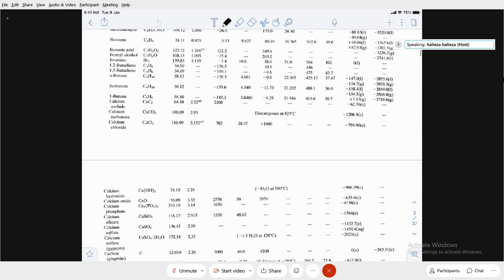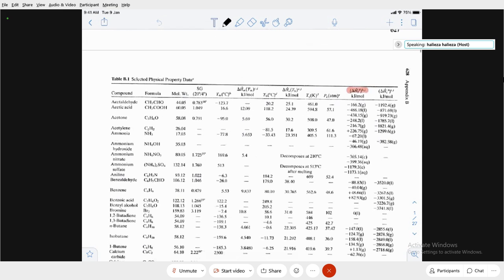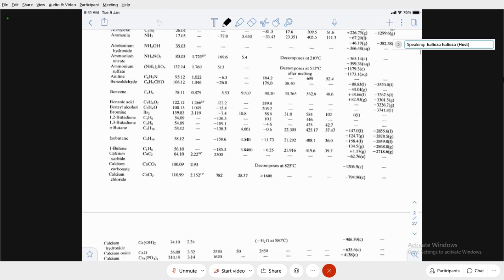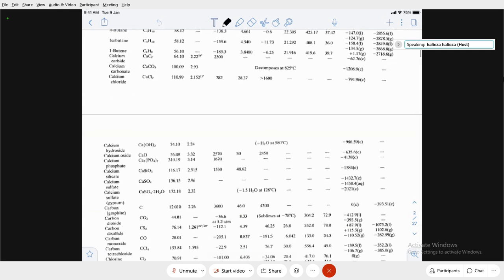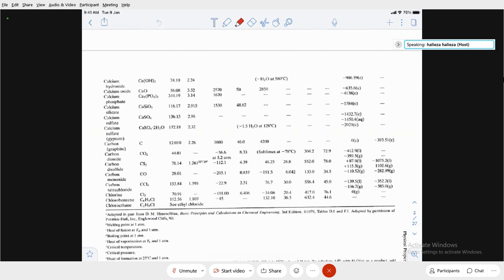Okay, so this is appendix B1. And if you scroll up, the carbon dioxide is here. That's the carbon dioxide. And for the heat of formation, there are two values, either liquid or gas. The one that we are looking at is the gas phase, which is negative 393.5.